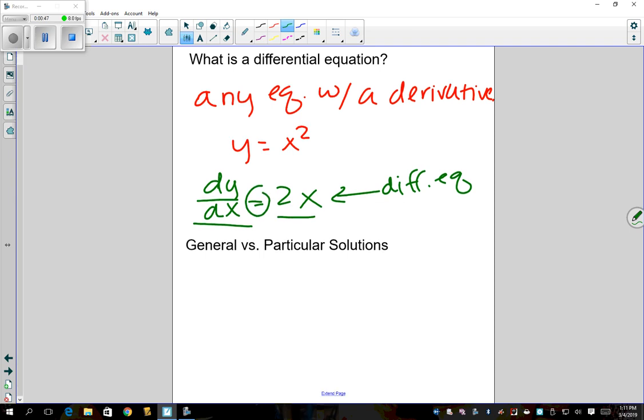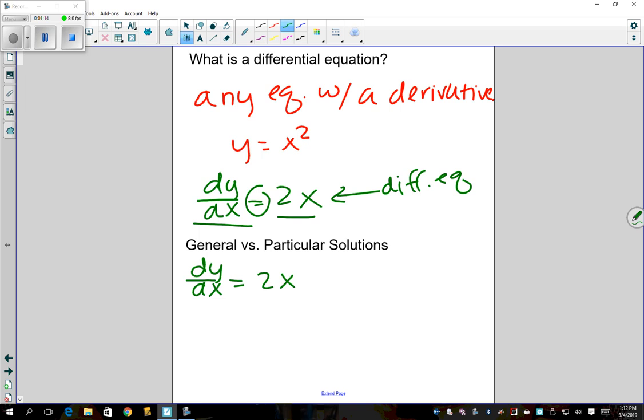So we've been dealing with differential equations, but now we're going to start looking at differential equations often involving x and y, as well as how to model different phenomena using the differential equation. So first we have to talk about general versus particular solutions. If I was looking at the differential equation dy dx equals 2x.